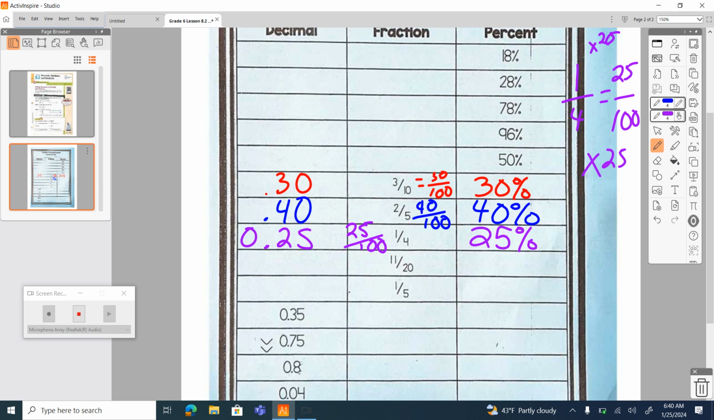Next one that I'm going to do. I don't know why it's doing it. Hold on. Okay, I was trying to use my whole fist. That didn't want to work. Okay.